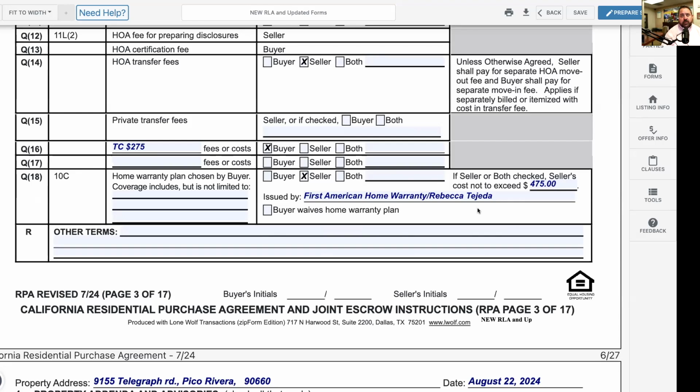And remember, when we're doing the home warranties, if you're looking for specific coverages, those specific coverages need to be added in this section on Q18. They need to be written here, and make sure that the amount that you have here is the proper amount to cover all of these coverages. Okay, so you got to make sure that's done.